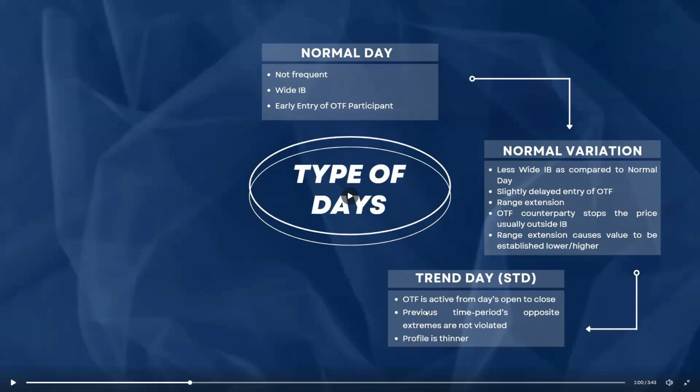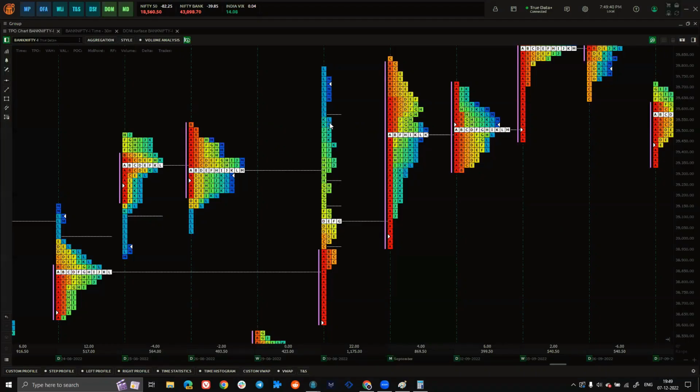So trend days are established when the other time frame, the other big player counterparty, is not present, and a buyer or seller enters early. In the example that we just saw, the buyer entered early and the seller was not present, and retailers cannot stop the big players. So the market kept on going up and up and up, and the profile is thinner. I think that is evident here.